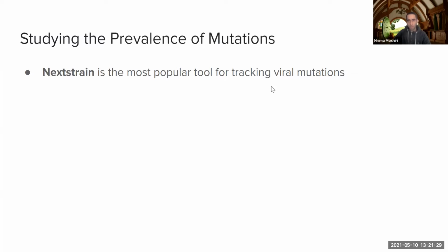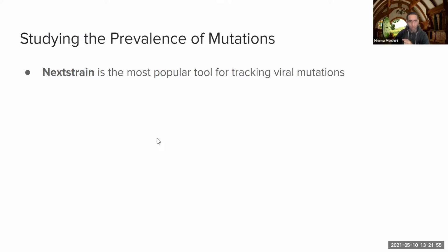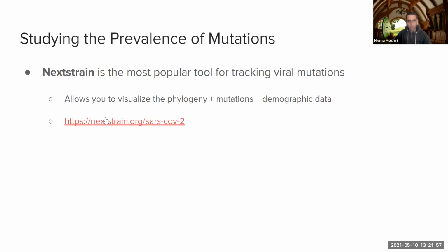NextStrain is the most popular tool right now for tracking viral mutations. What NextStrain allows you to do is visualize the phylogeny plus the mutations plus demographic data about the samples, which is super powerful because once you put all of these things together, you can start really deconstructing the history of the epidemic. Here's the link to NextStrain, and specifically this is the NextStrain build for SARS-CoV-2.